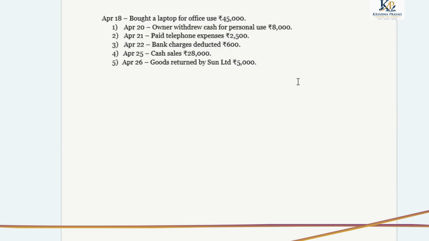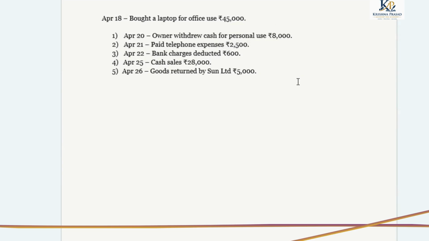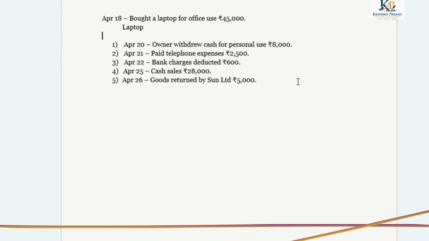Next, bought laptop for office use. Asset purchase. Asset purchase means we need to mention the asset name, laptop. And next, cash account. Because there is no cash, no bank and nothing, no party name, by default we can take it as cash. So laptop account is an asset.